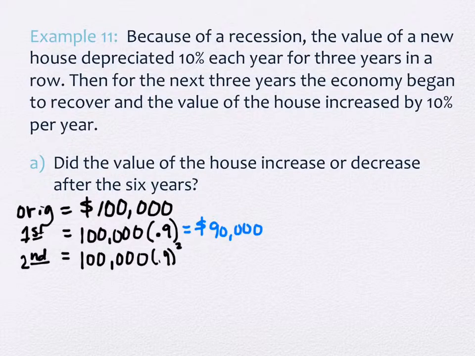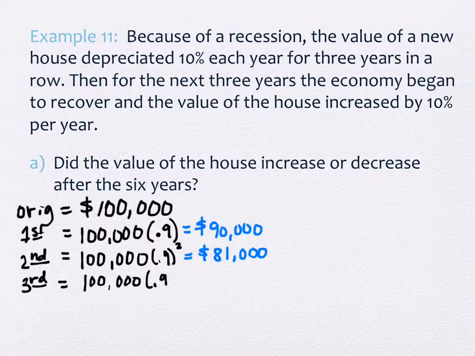Practically speaking, there's no reason to do that in your calculator. You can just take what's in there and multiply by 0.9, and it should give you 81,000. Does it? Awesome. Excellent. We're going to go down one more year. So I've now got my 100,000 times 0.9 cubed, which is the same thing as 81,000 times 0.9, which gives me 70 something. 70 what?